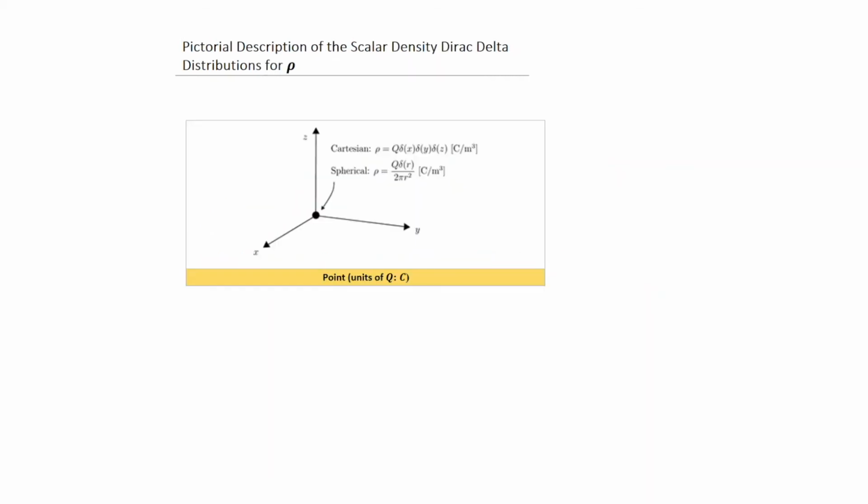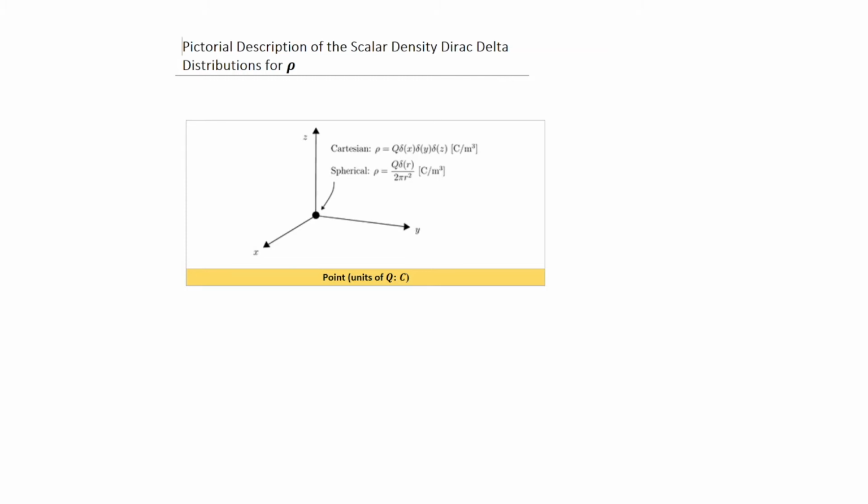Okay, so I'm just going to state some results here. Let's look at a pictorial description of the scalar density Dirac delta distribution for rho. And so this would be the example of a point source. And so this is a point source in 3D located at the origin.